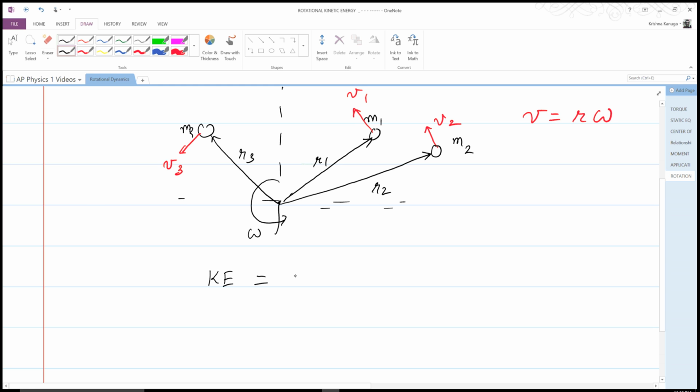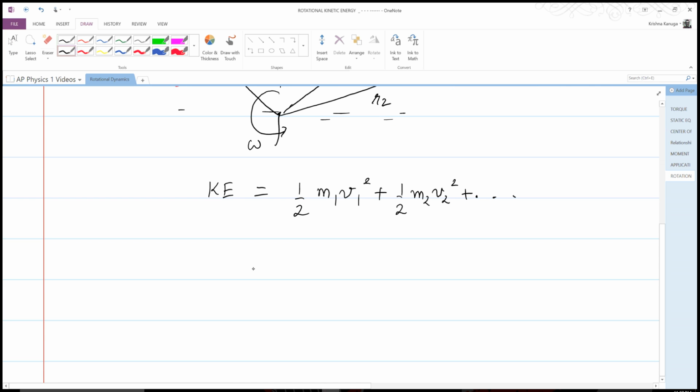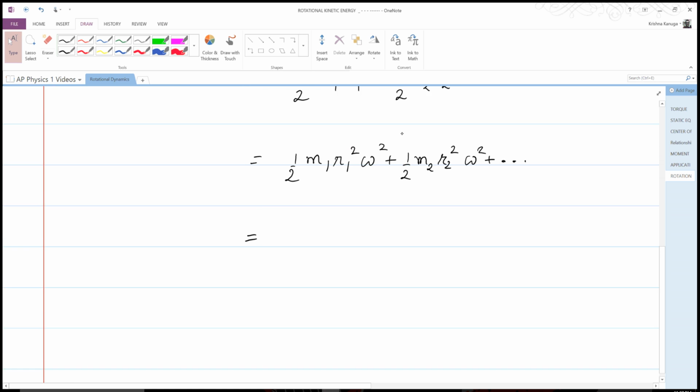The kinetic energy for each of the particles is 1/2 m1 v1 squared plus 1/2 m2 v2 squared plus dot dot dot. And now I can replace v1 with r1 omega. So you get 1/2 m1 times r1 squared omega squared plus 1/2 m2 times r2 squared omega squared, and so on.